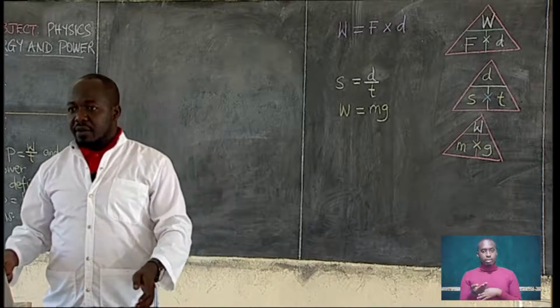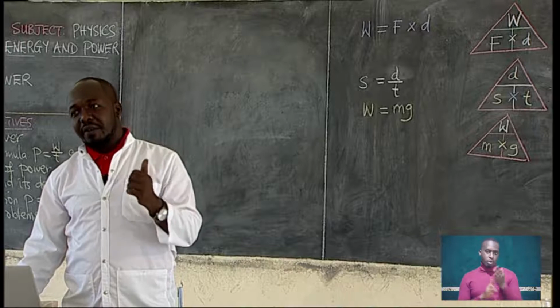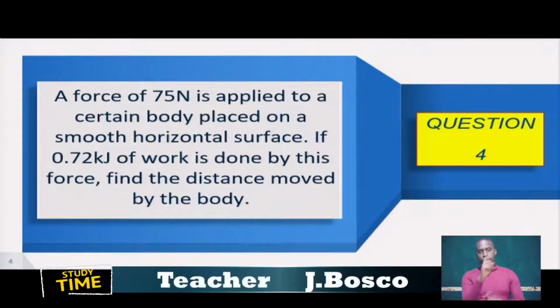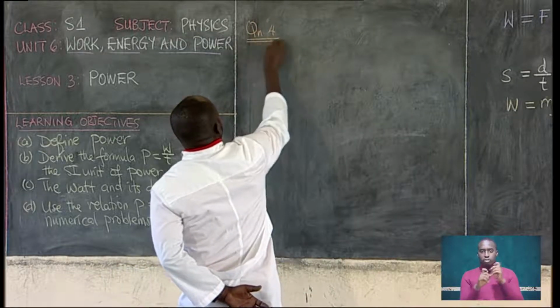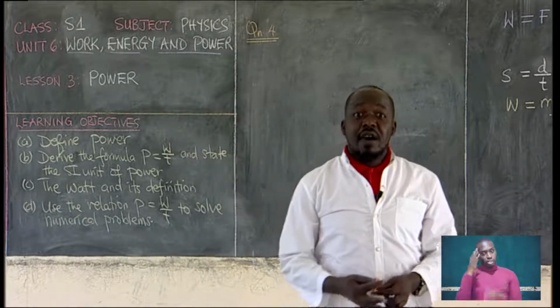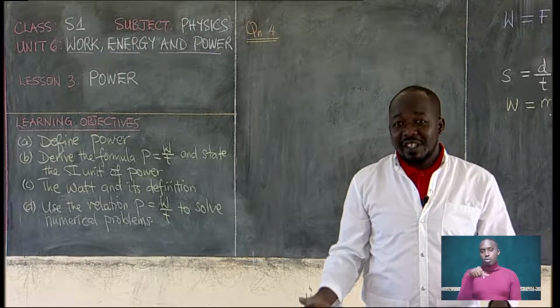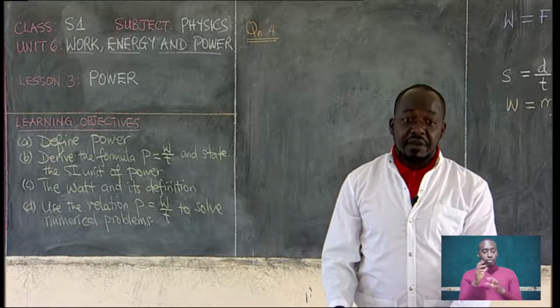Then let's look at a question that will allow us to use that formula. Work done is equal to force times distance. So let's look at that question. It is question 4. Last time we stopped at question number 3. So this is question number 4. And by now you know what I need. You have to identify the quantities which have been given. If you can't do that, it means you have not understood the question. So let's identify the quantities given.